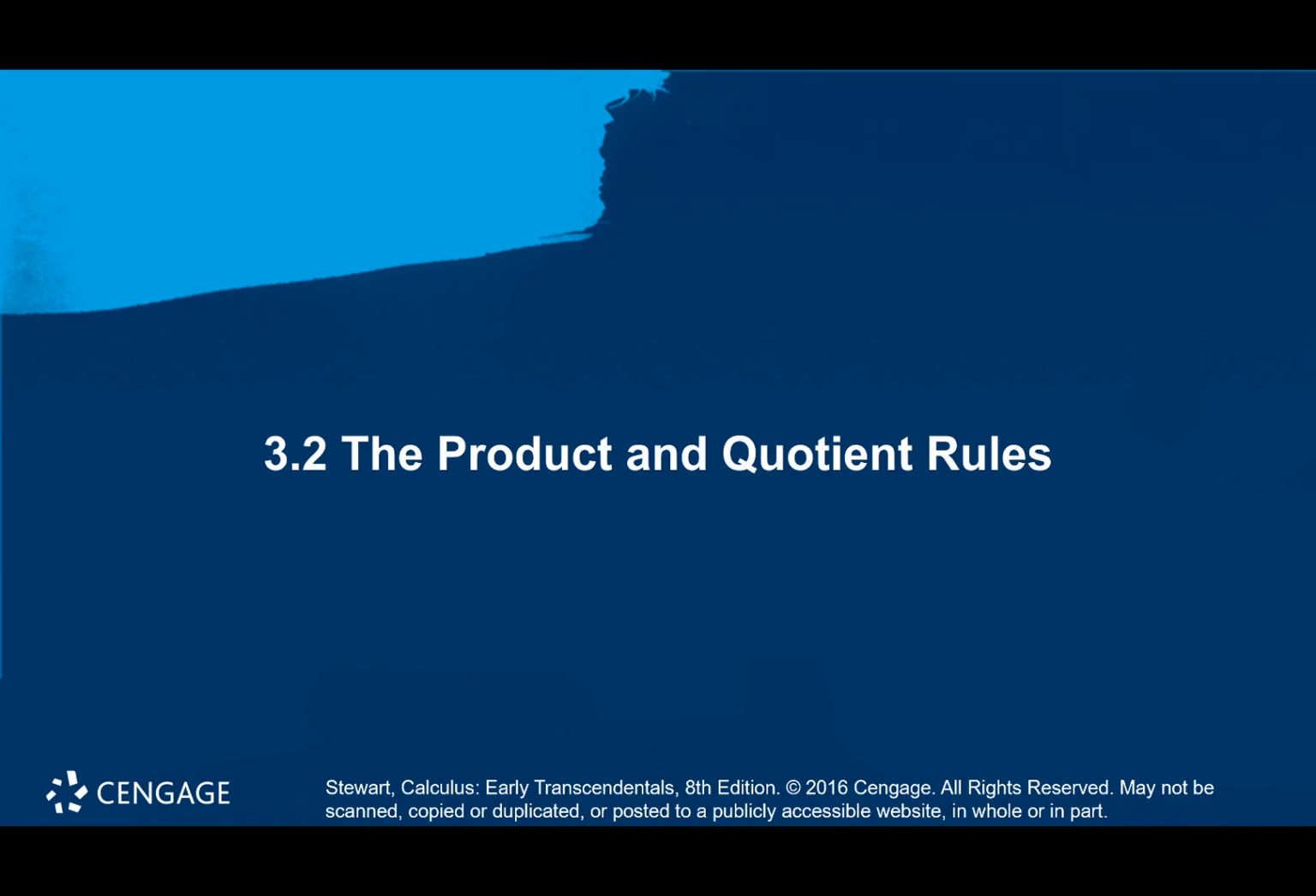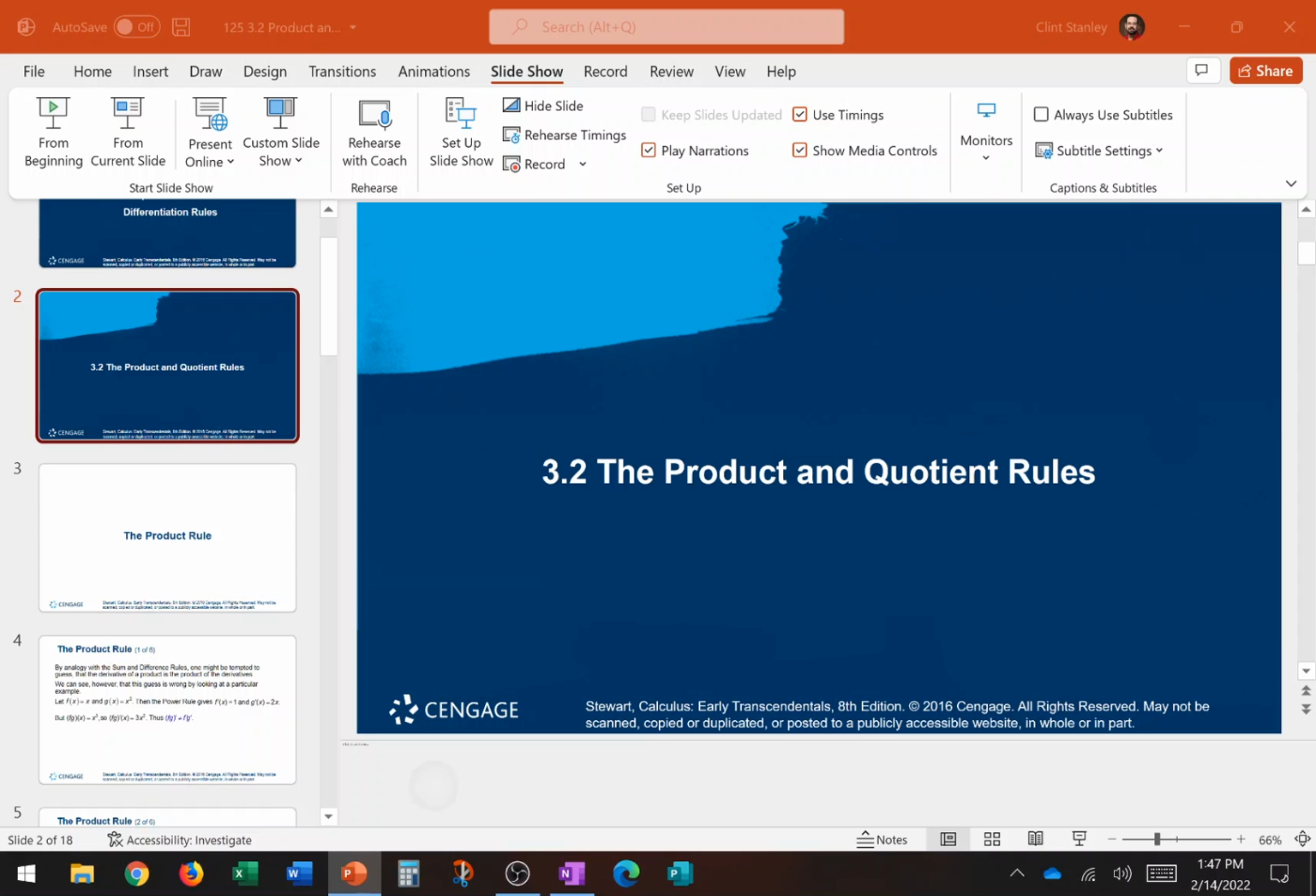Let's see. Okay. The lecture for 3.2 is short. All we're doing in 3.2 is picking up 2 more differentiation rules, 2 more derivative rules. One's called the product rule, the other one's called the quotient rule. So what I would like to do to start with is work some more examples of using the power rule that we did on Friday. And then we'll come back to this and add in the product and quotient rules.